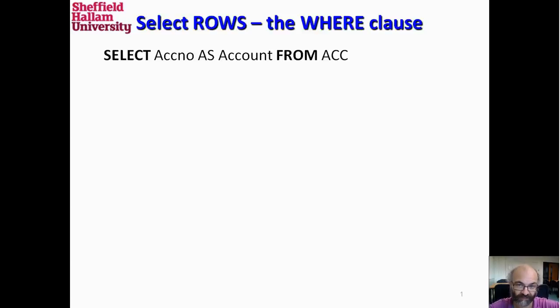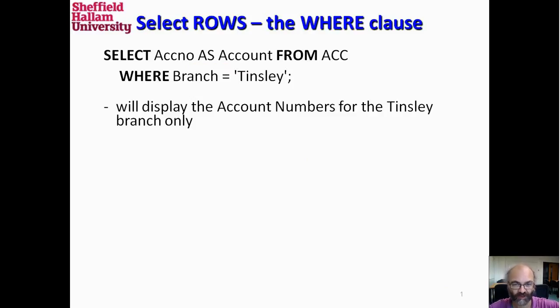It works like this. Select columns from table, as usual, then where, and we set a condition like branch equals Tinsley. That one will show only the account numbers for the Tinsley branch. What we're doing is comparing the contents of a column to some data that we want. With the equal sign, the data has to be exactly the same, case included.